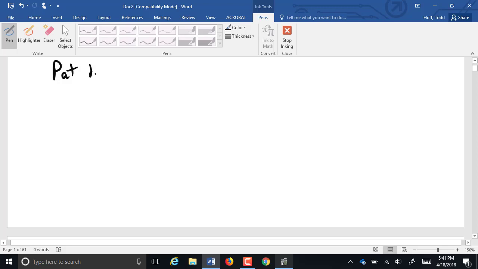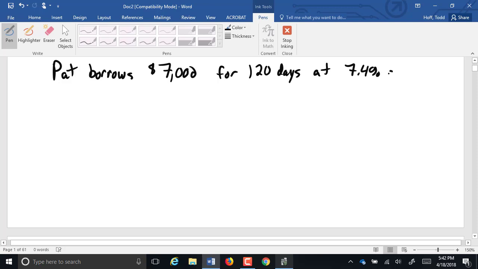Pat borrows, well, $7,000 has been working good for us. $7,000 for 120 days at, well, let's go 7.4% on a, now the last one was an SIN, which stood for simple interest note. This is an SDN that stands for simple discount note. I want you to find the effective rate.